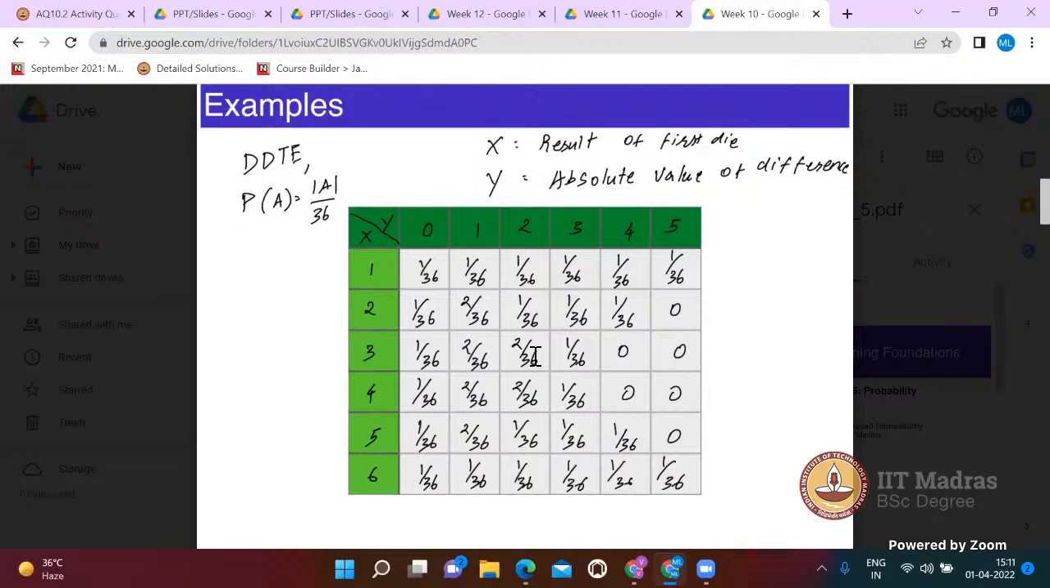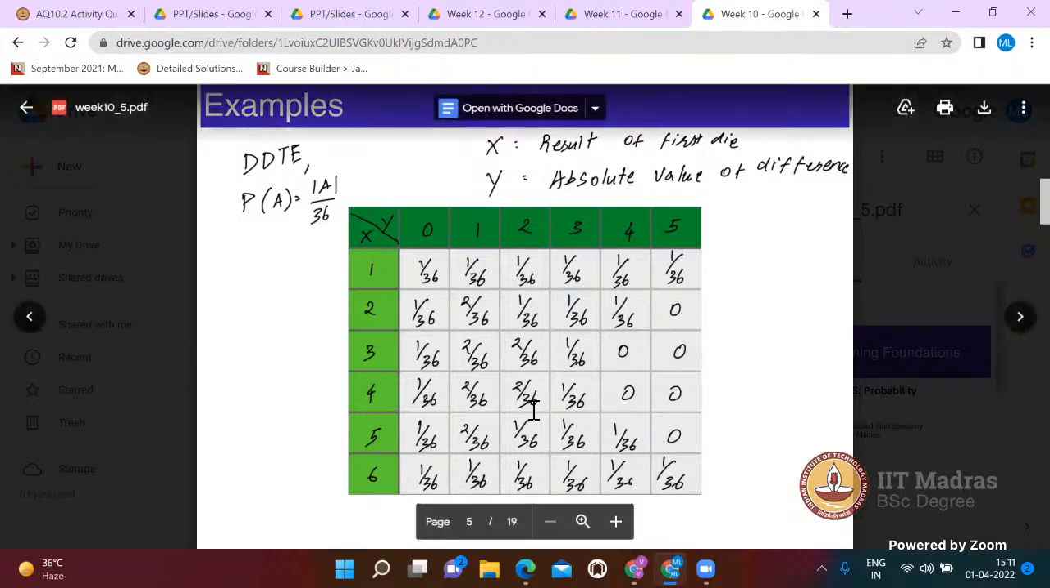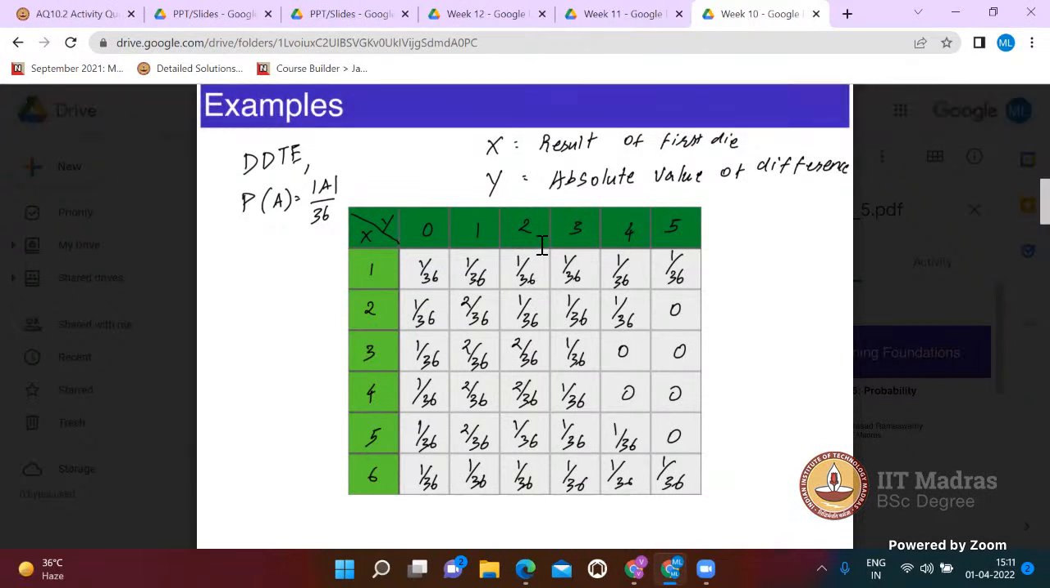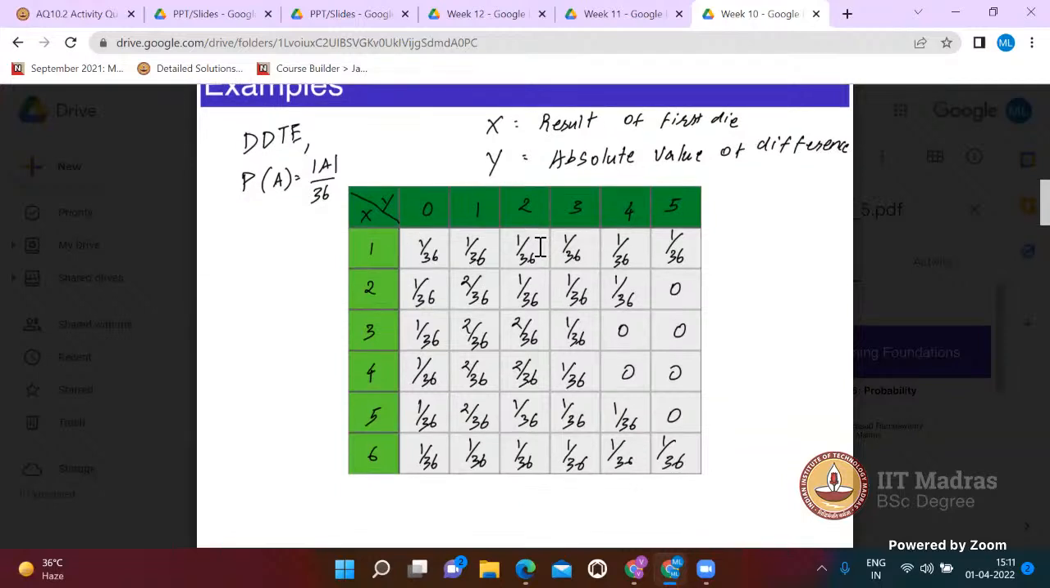If I'm asked to calculate the marginal distribution, for example, for y equals 2, what you can do is fix y with 2, and then do the summation for all the x. This is the marginal distribution for y. So for each value, you can calculate the marginal distribution.